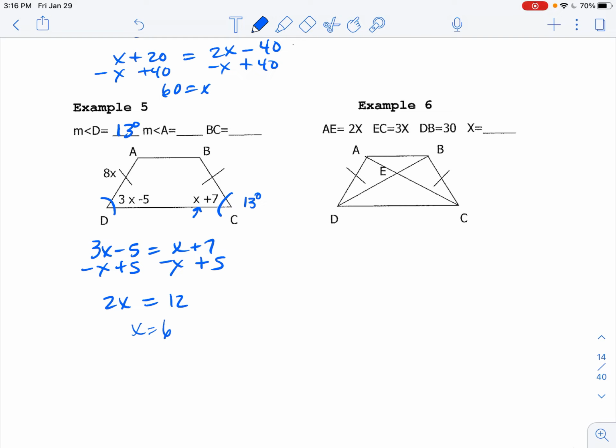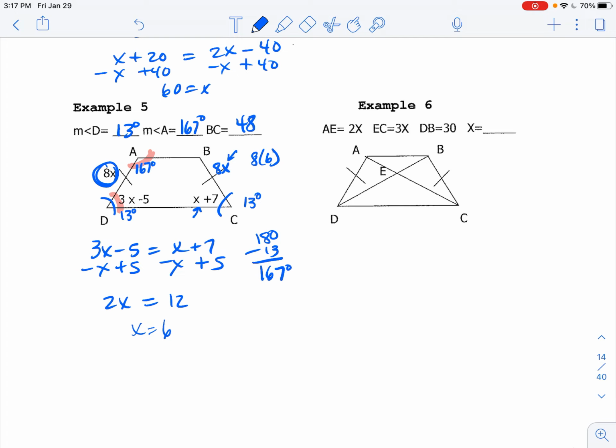And if I want to find the measure of angle A, well, I know that angle D is also 13, because the measure of angle C, those are congruent. If I'm going to find the measure of angle A, this will be supplementary to the 13. So 180 minus 13 is 167 degrees. And then BC, if I want to find that side, it's congruent to 8x. And if I know my x value is 6, then if I plug in the x there, 8 times 6 gives you 48.